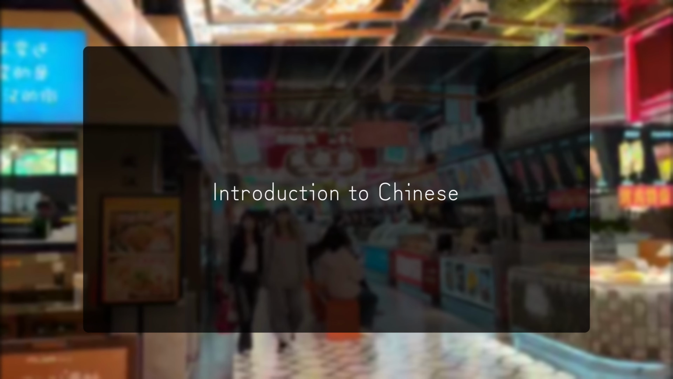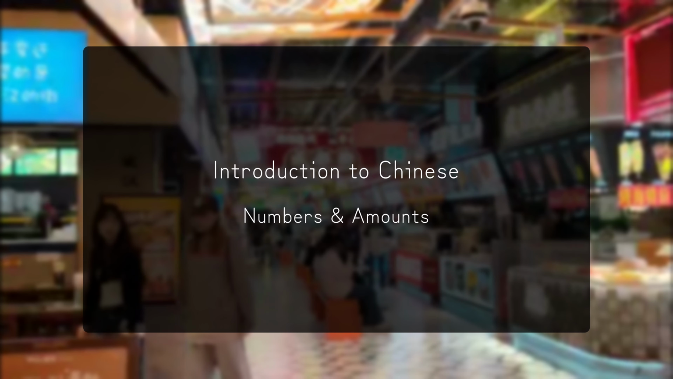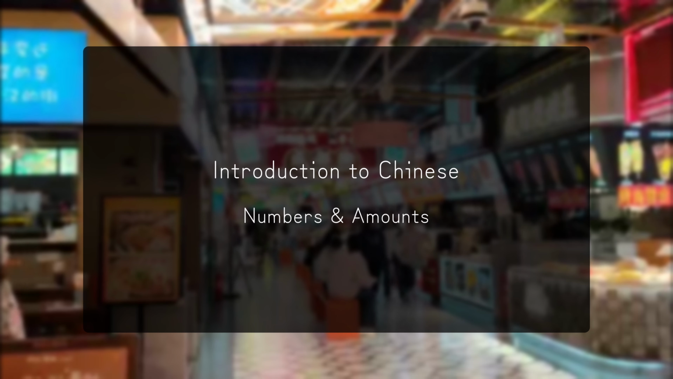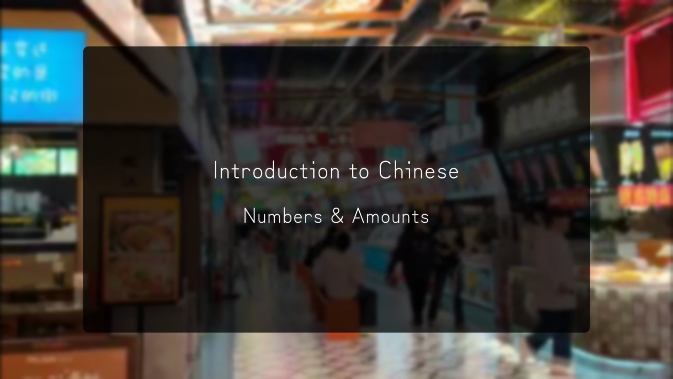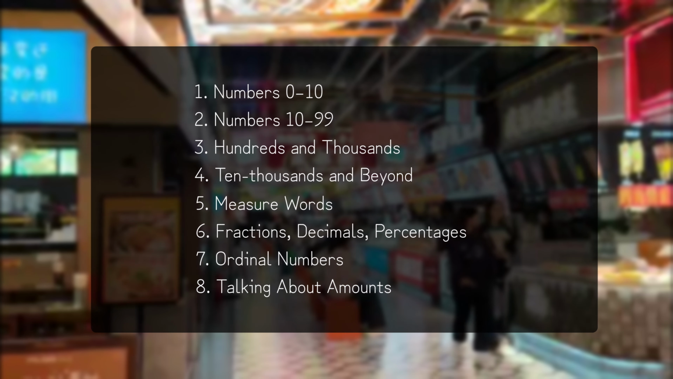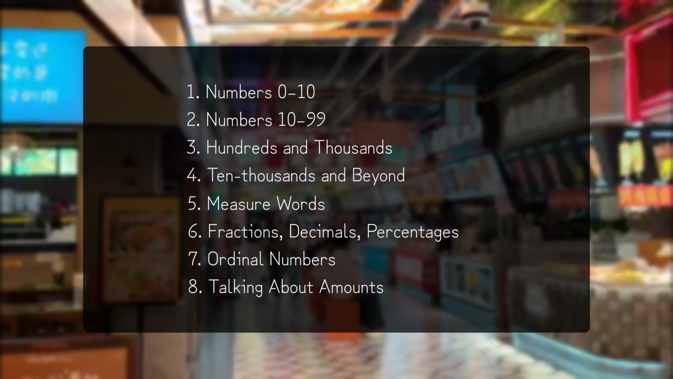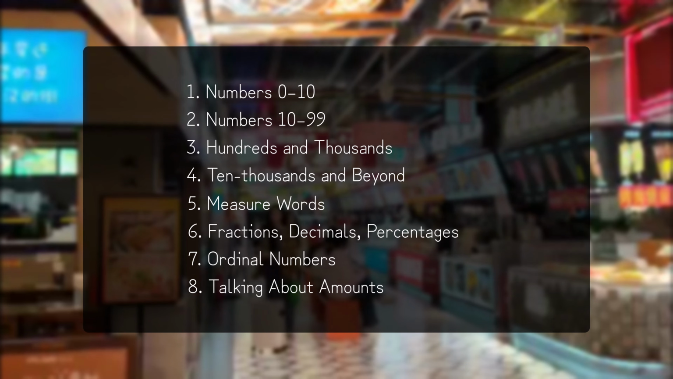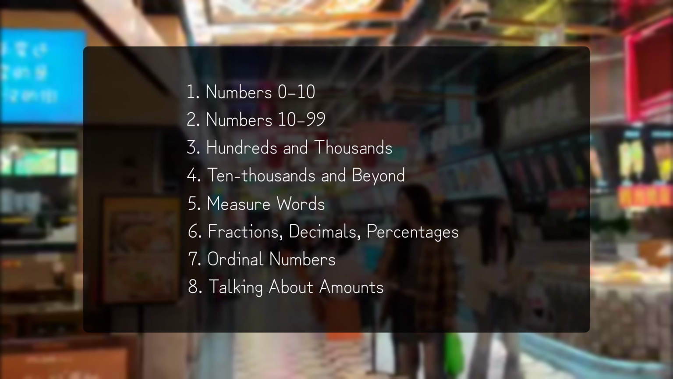In today's lesson, we're going to talk about numbers and amounts in Chinese. Chinese numbers are actually very logical, consistent, and surprisingly easy compared to English. By the end of this video, you will know how to count, how big numbers are formed, how to talk about amounts, and even how to use those little words called measure words, which are super important in Chinese.